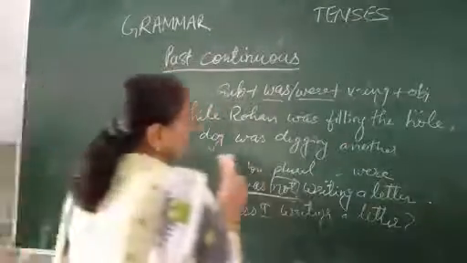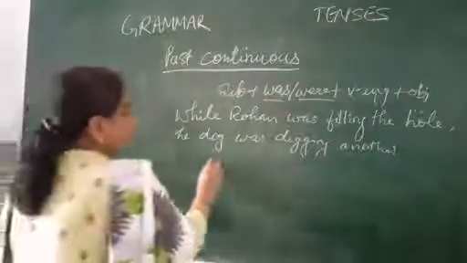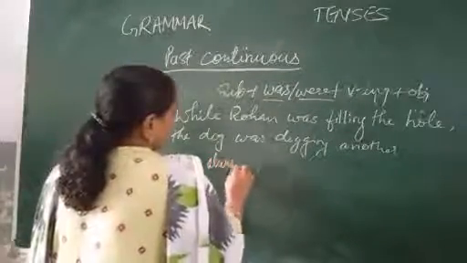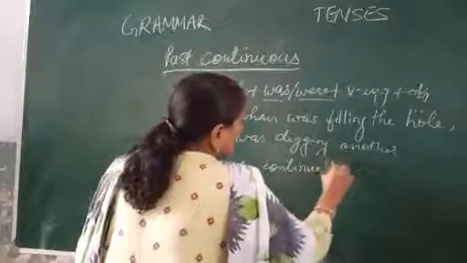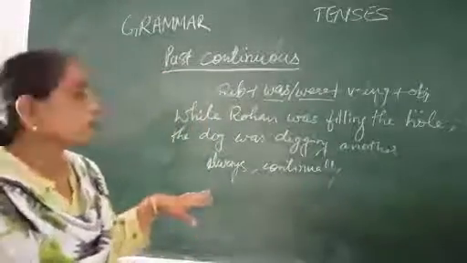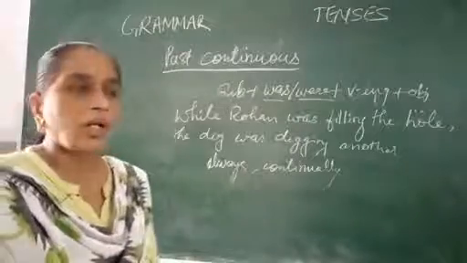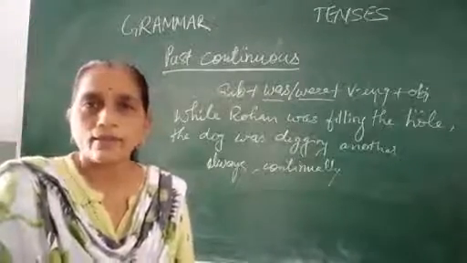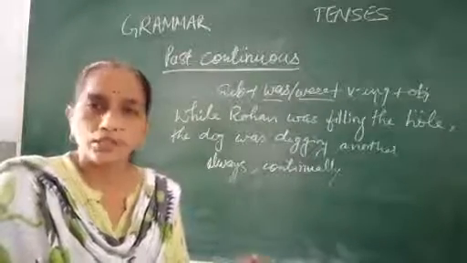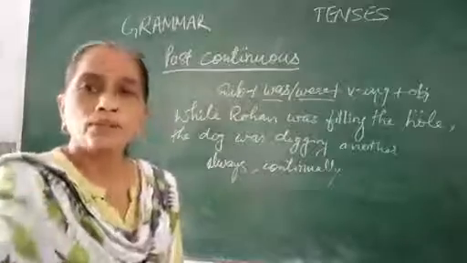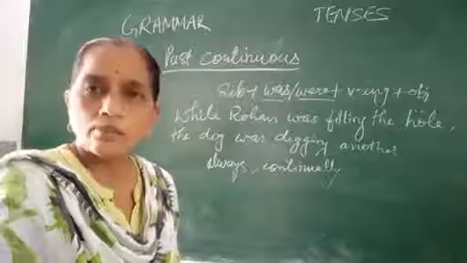Apart from it, when the adverbs like always, continually, when these adverbs are used in past, we use past continuous. She was always nagging. पास्ट में कोई हैबिट थी, उसके लिए हम यूज करते हैं past continuous tense. So this is all about the rules and structure of the tense past continuous.